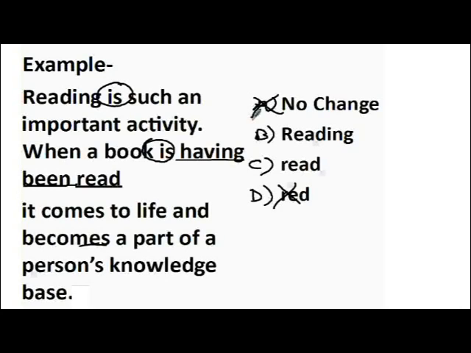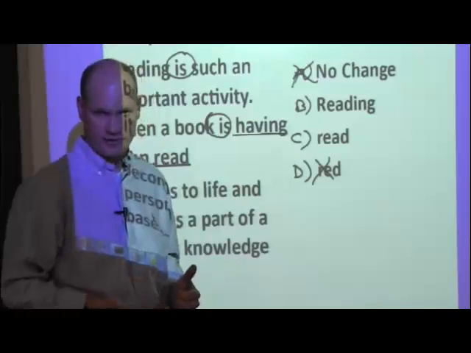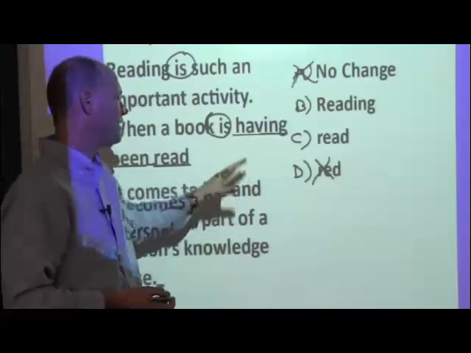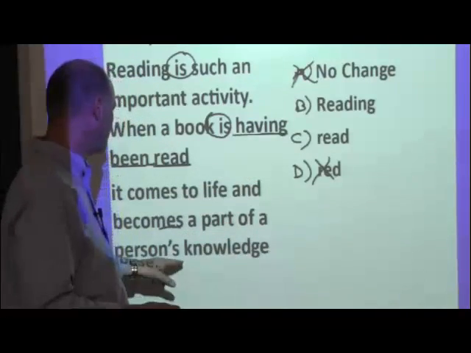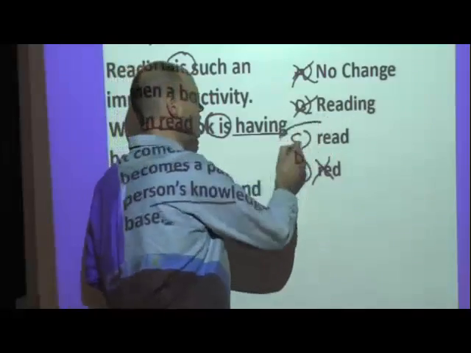When a book is reading, it comes to life and becomes a part of a person's knowledge base. Now, if a book was not an inanimate object and could actually pick itself up and read, it might make sense. But knowing that a book cannot do that, and then becoming a part of a person's knowledge base also leads me to believe that that book isn't doing something, so then reading is incorrect. Okay? But read: when a book is read, it comes to life and becomes a part of a person's knowledge base. That makes sense.